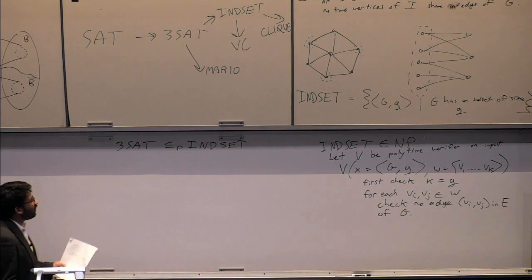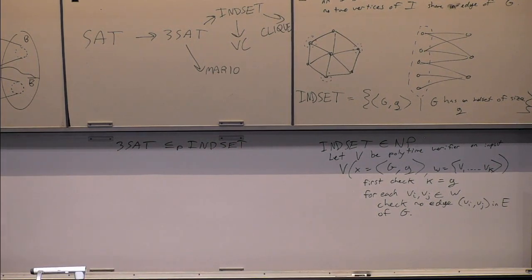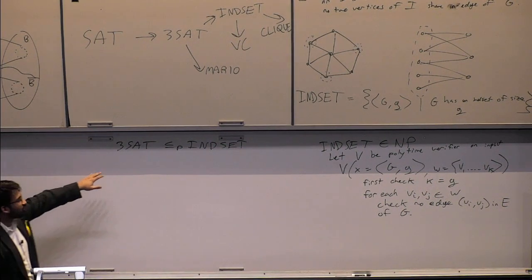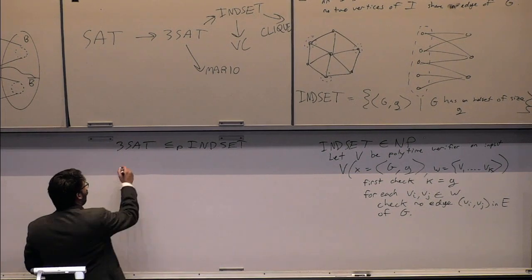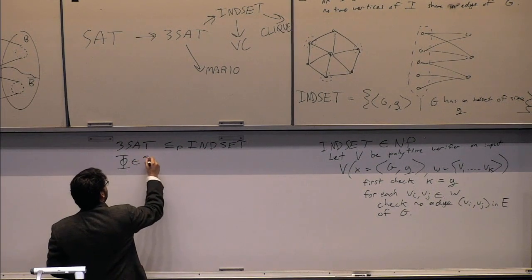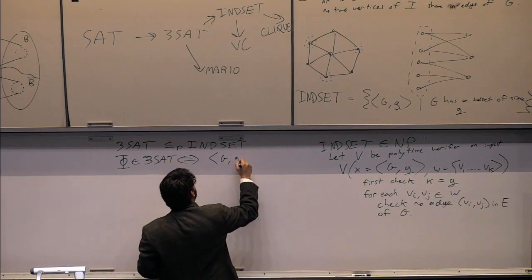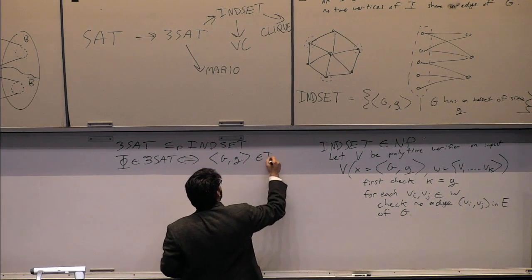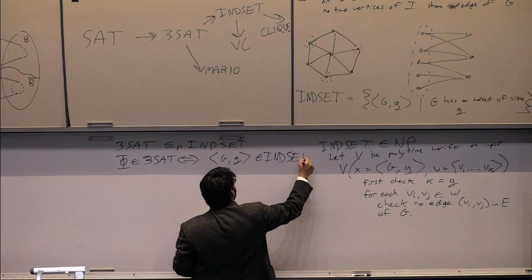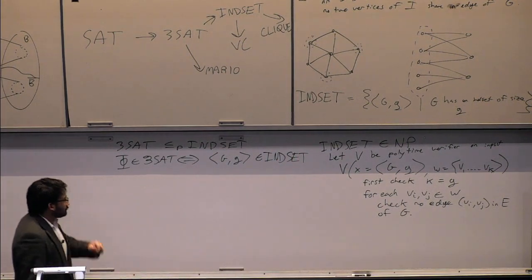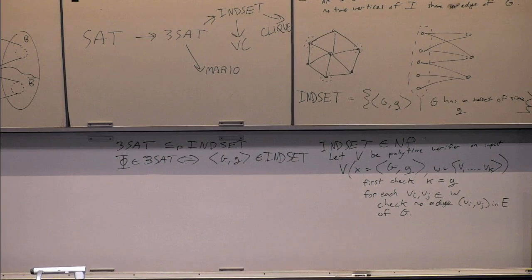So first we're going to kind of over-explain the structure of how these problems are related, because they don't really seem related at all, right? We want some formula phi to be in 3-SAT if and only if some graph and number pair G, little g, has an independent set. So it's not obvious how you can convert a formula to a graph. But we want to simulate basically the structure that the formula has through the way you choose an independent set.